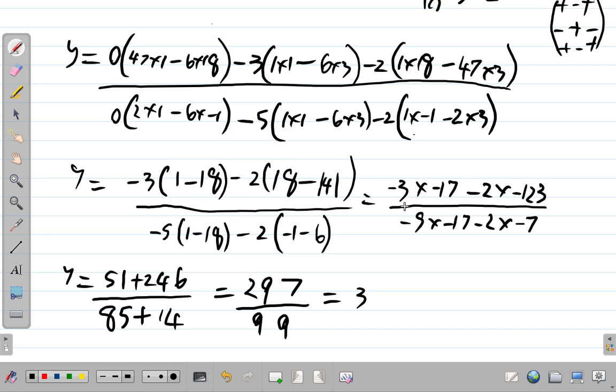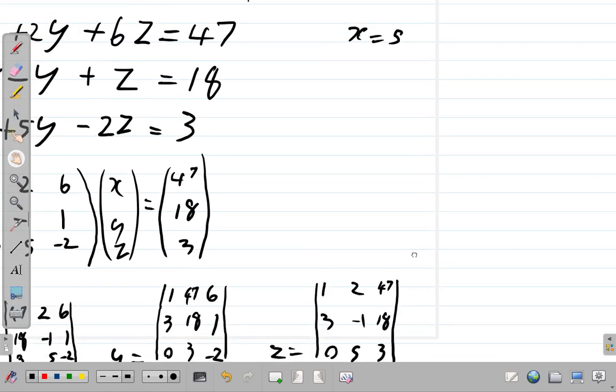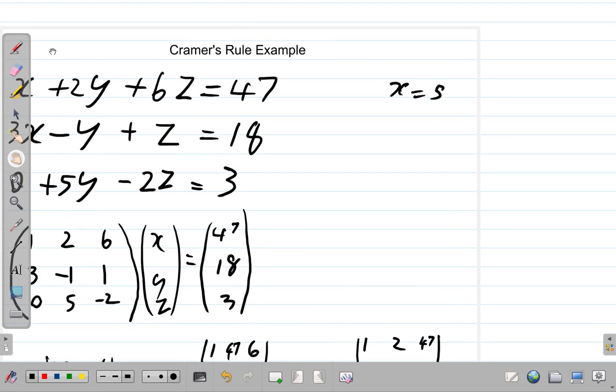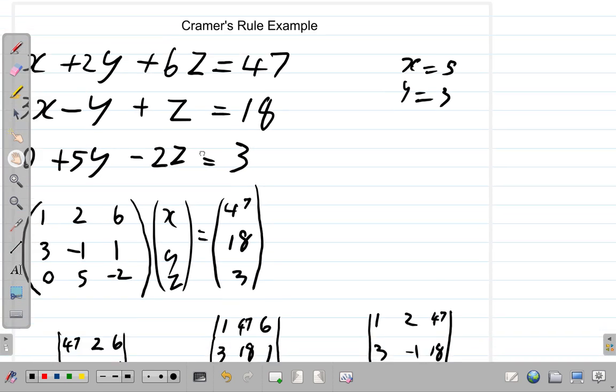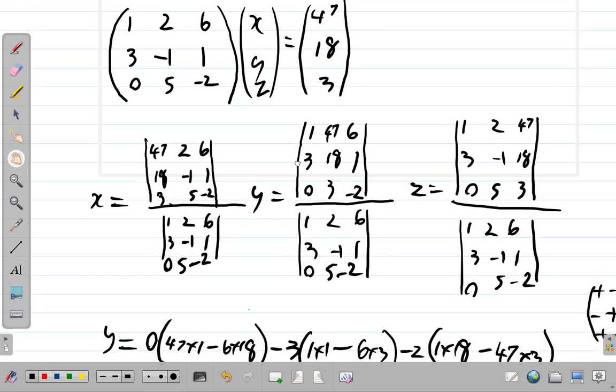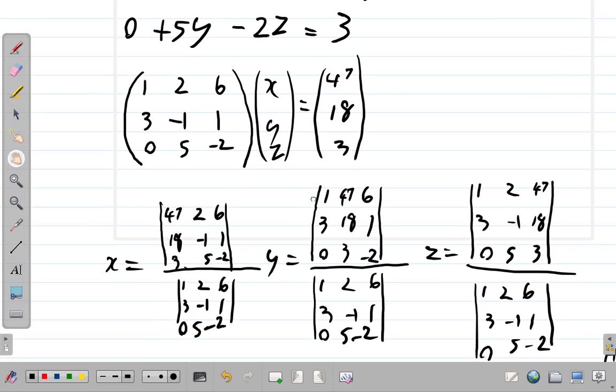Alright, so here, I remember now, the bottom determinant is 99. I can't forget that again. So when we're going to find z, I'll remember that it's 99. So y is 3. So x is 5. y is 3. What about z now? So we're going to find z.